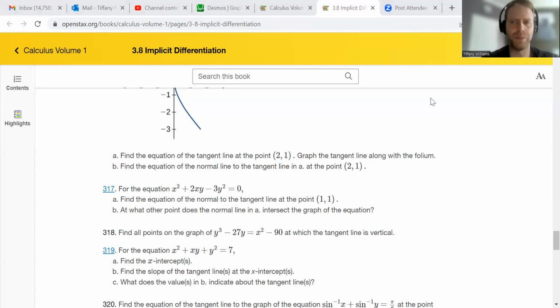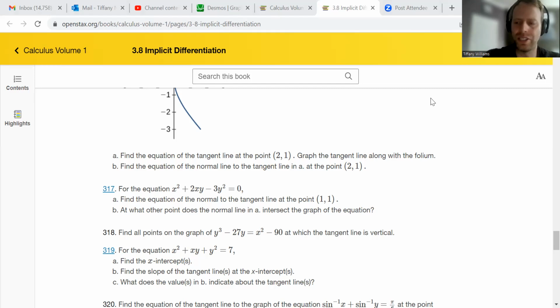And that's going to be important because if you remember what's true about two lines that are perpendicular, what's true about those two lines? We'll take a look at that in a second. And then part B says, at what other point does the normal line in part A intersect the graph of the equation?